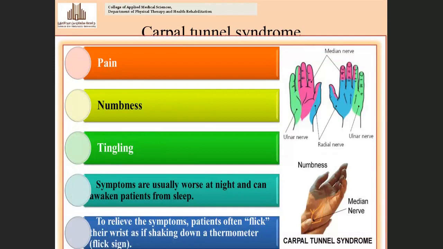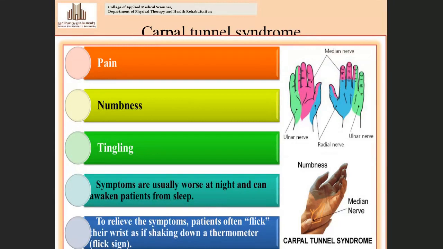Whenever there is any compression of the median nerve at the carpal tunnel, it is known as carpal tunnel syndrome. When you suspect a person with carpal tunnel syndrome, they may show some important features. They may have pain at the wrist and numbness in the hand region, along the area which is supplied by the median nerve, and they have tingling sensations over that area. The symptoms are usually worse at night and can awaken patients from sleep.